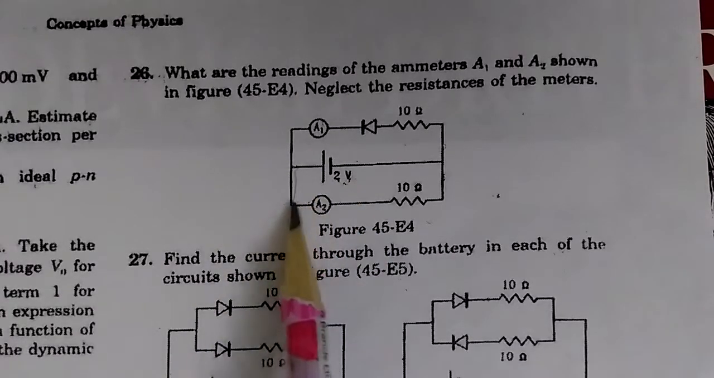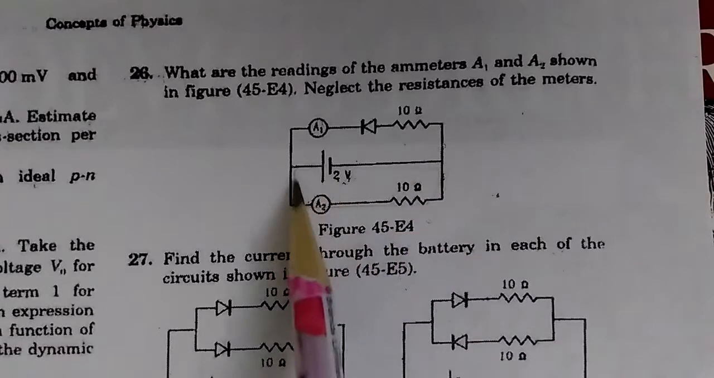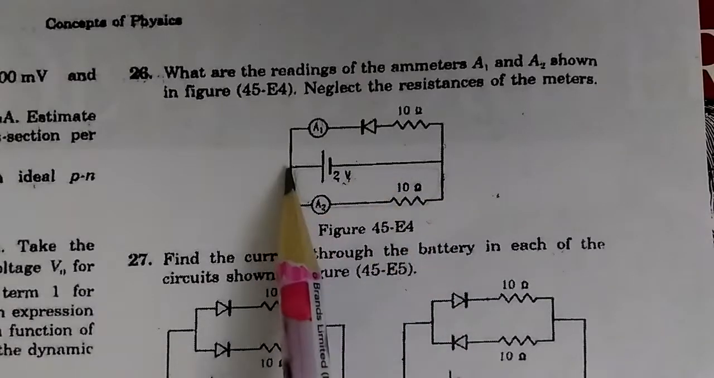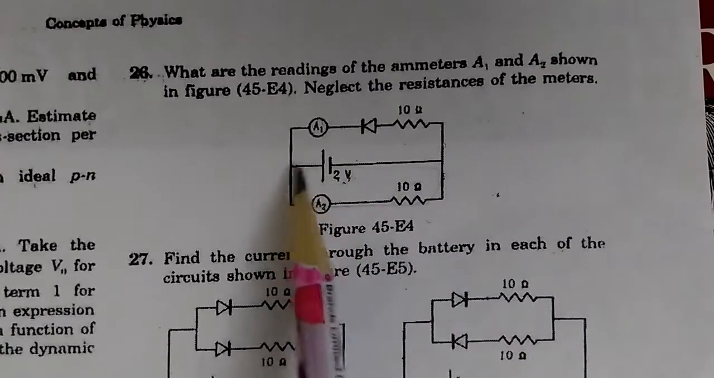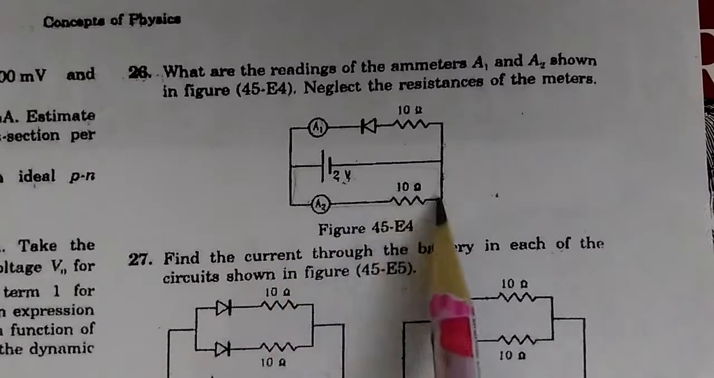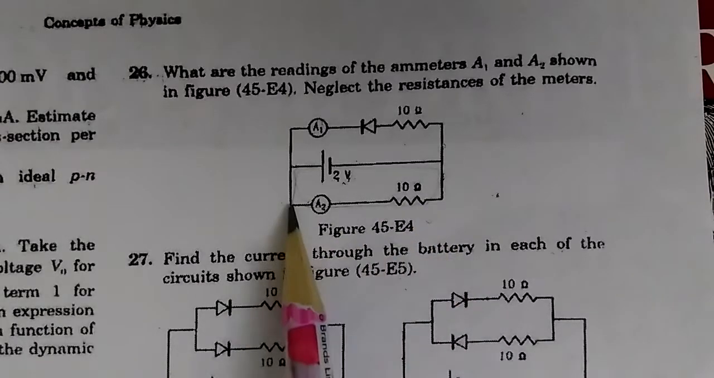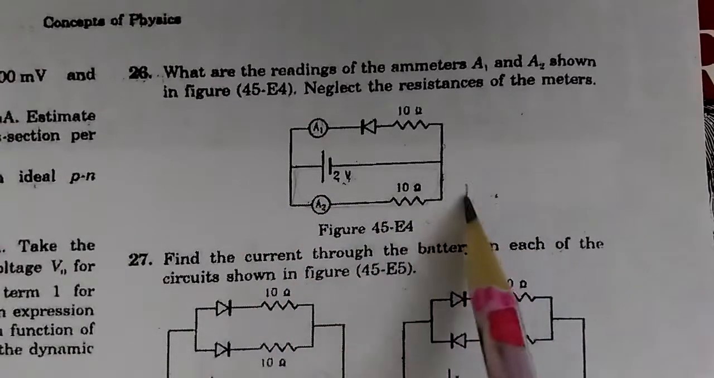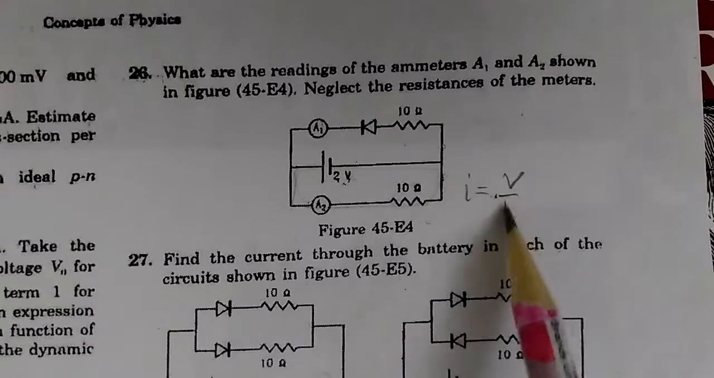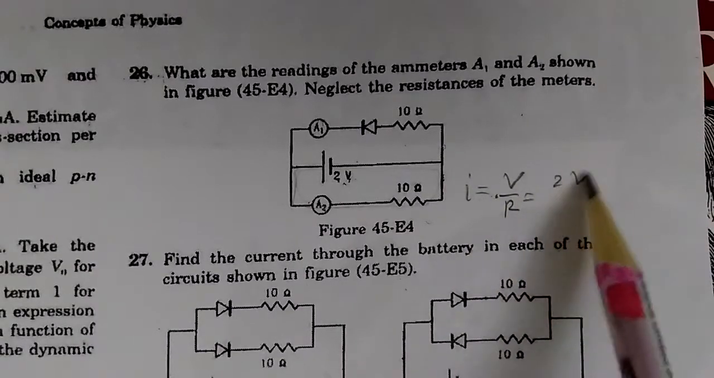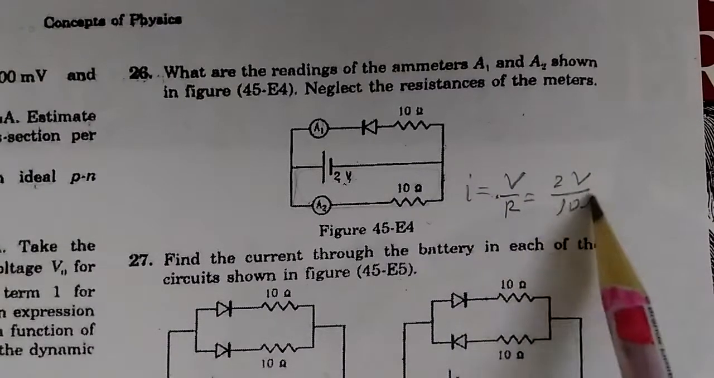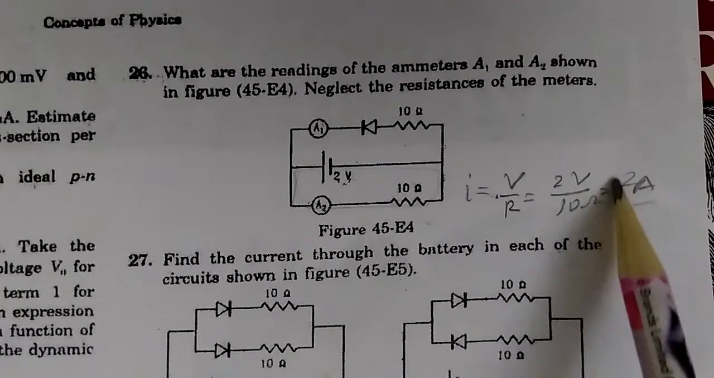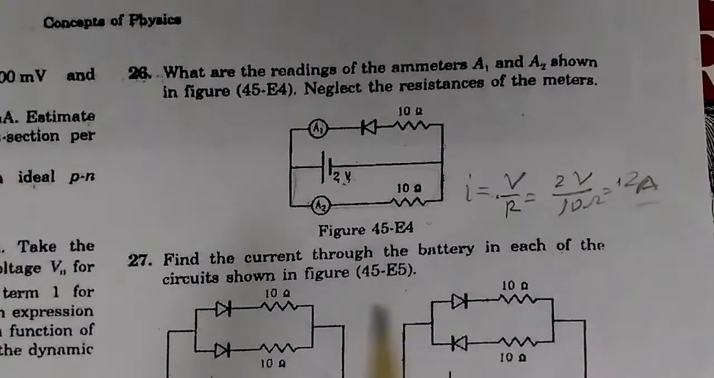One loop is this loop. This loop is very simple. In this loop, the voltage between these 2 points is just the voltage of the battery. It's 2 volt. So 2 volt appears across this resistance 10 ohm. And therefore, the current on this 10 ohm is going to be I is equal to V by R. V is 2 volt and R is 10 ohm. This becomes 0.2 ampere. So the second part is done. So the current in the A2 ammeter is 0.2 ampere.